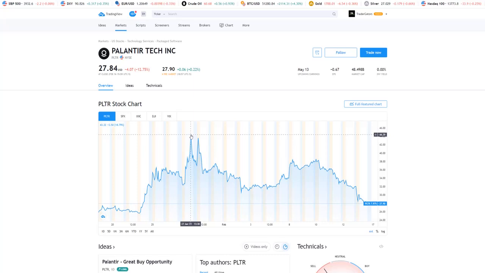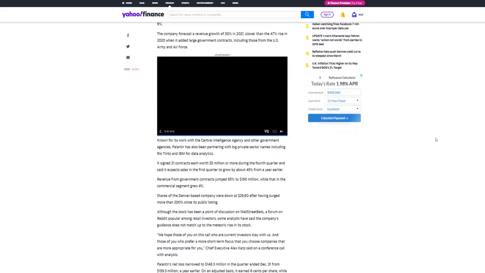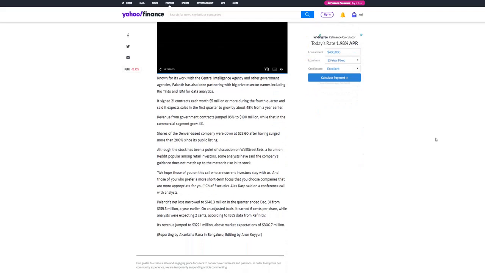They reported revenue of $331 million, versus an expected amount of $300 million, and the revenue in 2020 grew by 47%. So you're probably wondering, well, if they beat out revenue, why did the stock come crashing down? Well, with a lot of stocks, especially tech stocks like Palantir, the stock price gets inflated based on speculation. Look at Tesla, for example.